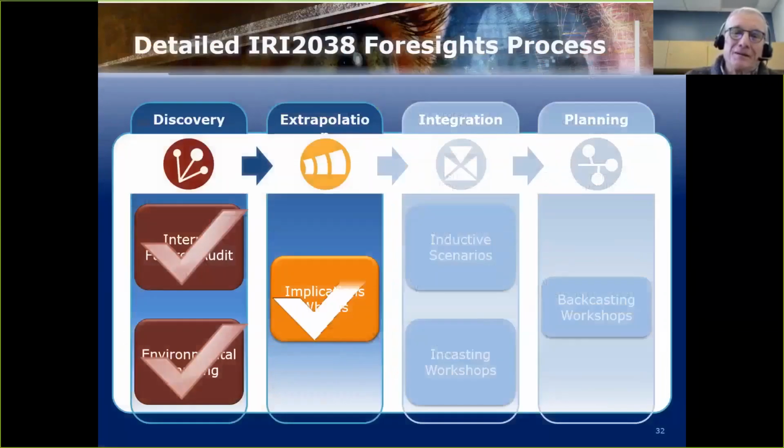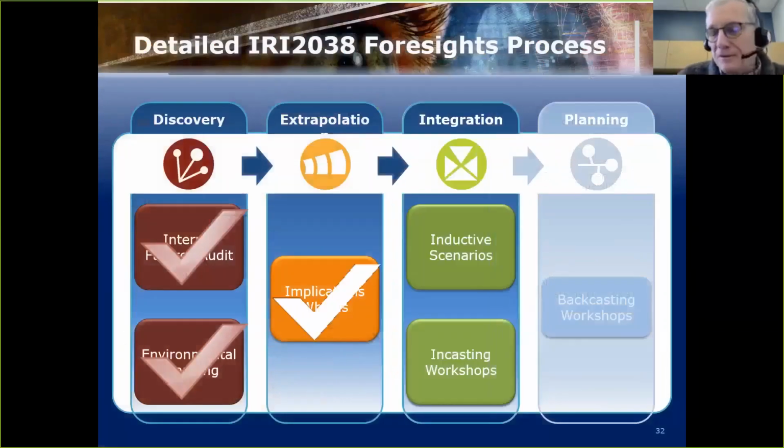So implications wheels. Now where the really hard work gets done is building the inductive scenarios, and there's 2 or 3 ways to do them. I showed one last night that's actually pretty difficult. It was one of the first ones we did. I hope some people from last night are on, because I'm showing a simpler way to do it today.